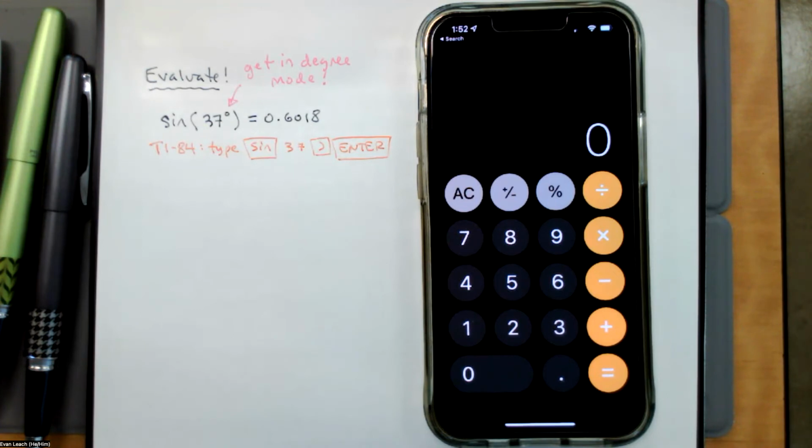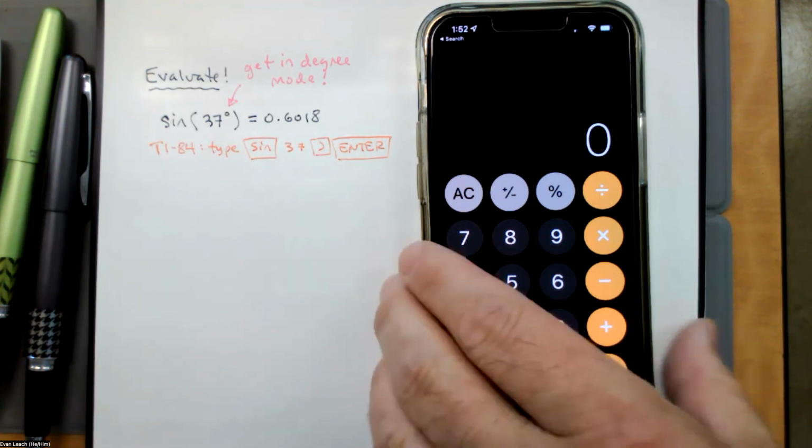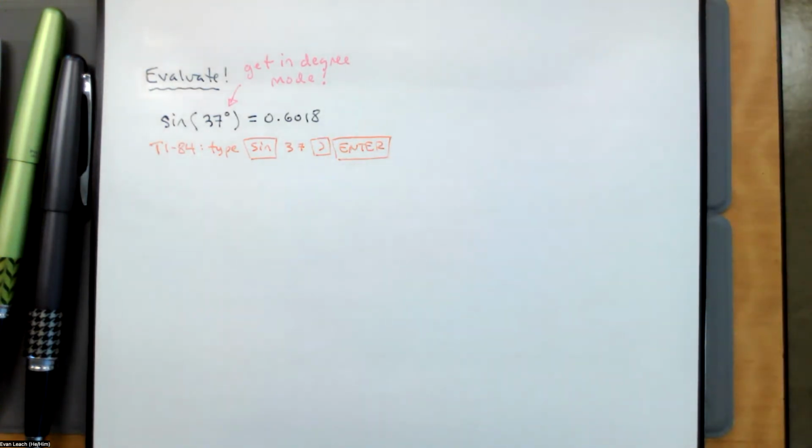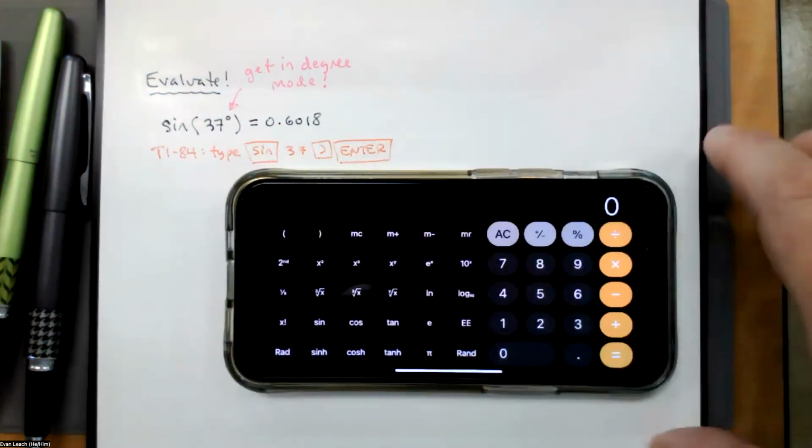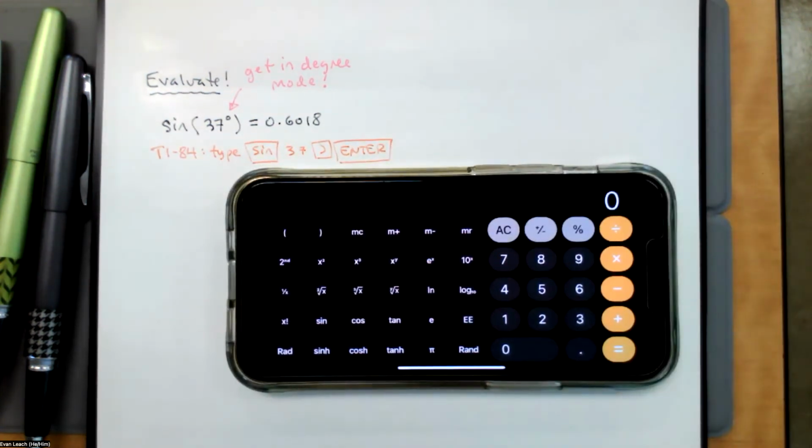Notice that we don't see sine, cosine, and tangent because normally we don't need them. But if we switch to landscape, then our other functions appear. So there's our sine, cosine, and tangent.